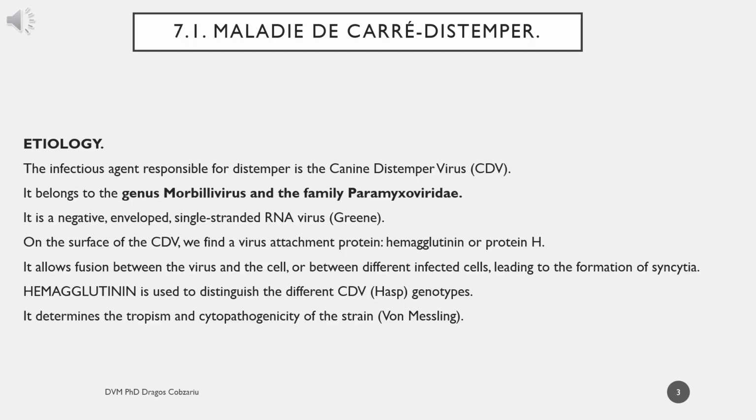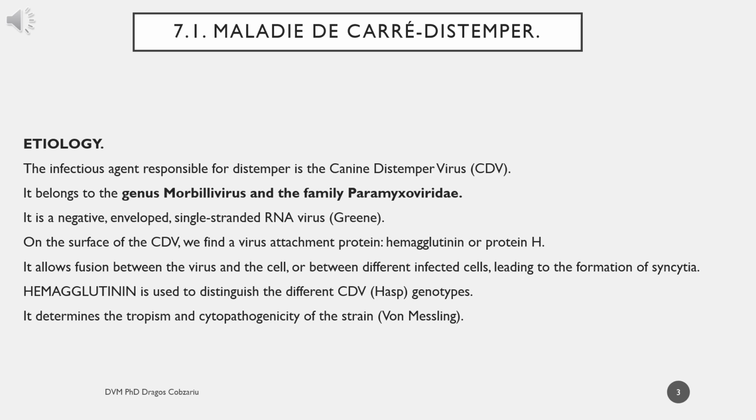Etiology. The infectious agent responsible for distemper is the canine distemper virus, CDV. It belongs to the genus Morbillivirus and the family Paramyxoviridae. It is a negative, enveloped, single-stranded RNA virus. On the surface of the CDV, we find a virus attachment protein, hemagglutinin or protein H. It allows fusion between the virus and the cell, or between different infected cells, leading to the formation of syncytia.